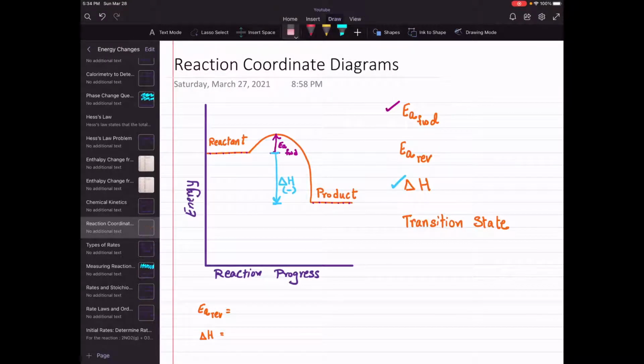I'll redraw the line here, from here all the way to that height. You can see I'm trying to match to this height here. Okay, so that is the amount of activation energy for reverse, E-A-R-E-V. So activation energy reverse, that is the amount of energy we would need to go back from products to reactants, right? So if you want to convert reactants into products, you need the EA forward, which is the forward activation energy. That's the amount of energy you need.